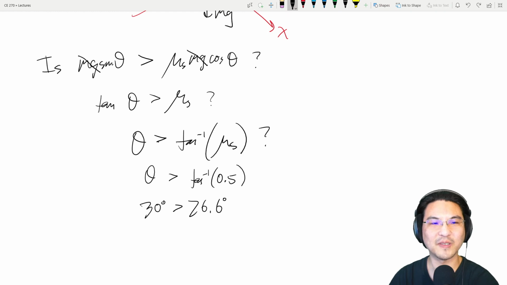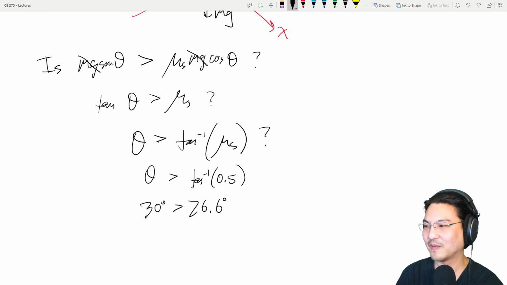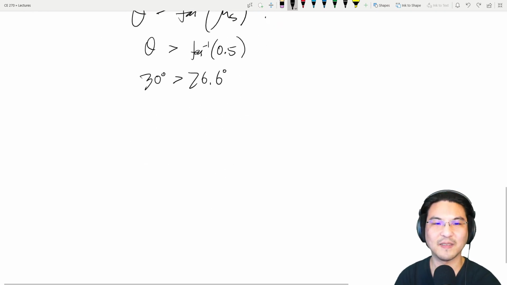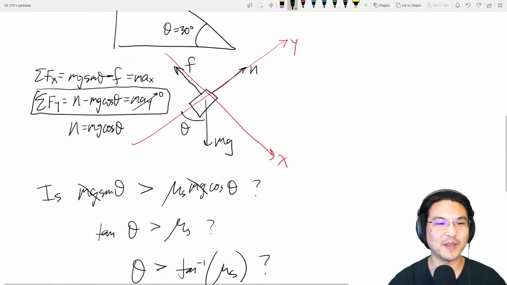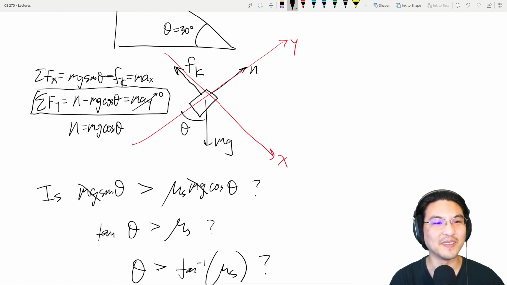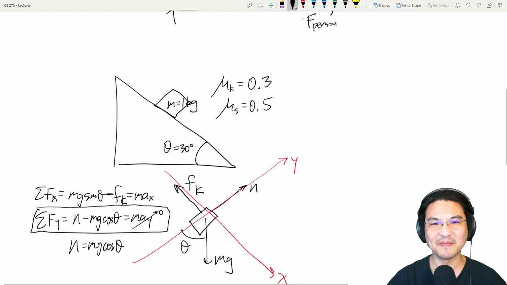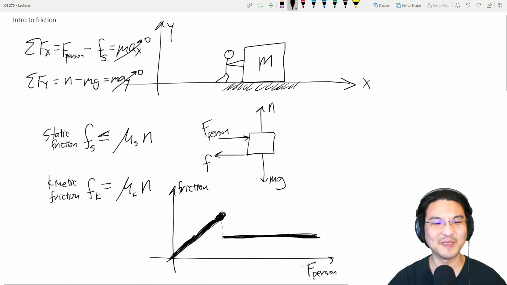There's more force going down the ramp to overcome the static friction. So that means in our free body diagram, this should have been kinetic friction, and the acceleration is non-zero. We'll deal with problems like that next semester in the dynamics class.